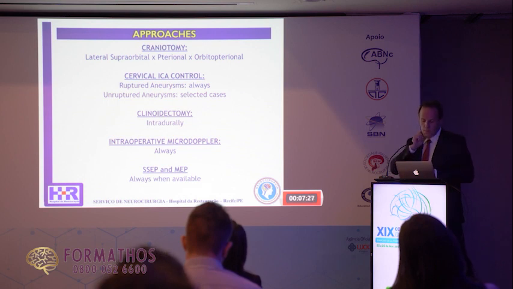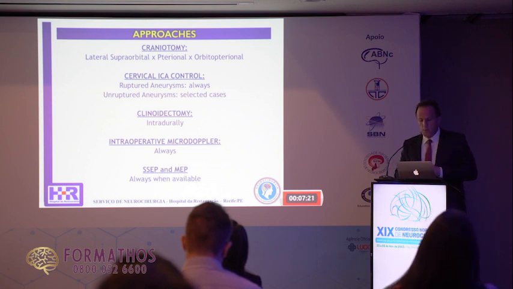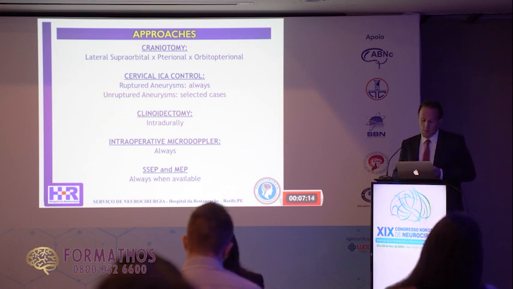Cervical ICA control is important to do for ruptured cases. We always do it, but for unruptured aneurysms, only in selected cases, those large ones. For small, mid-sized ones, we usually don't do it.